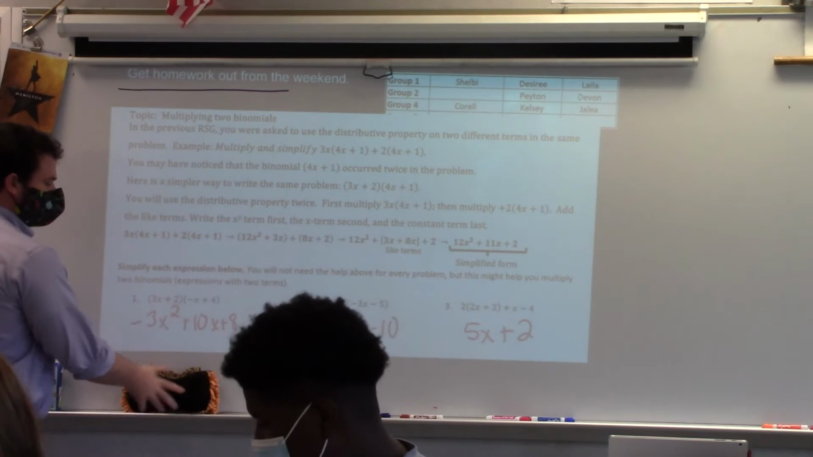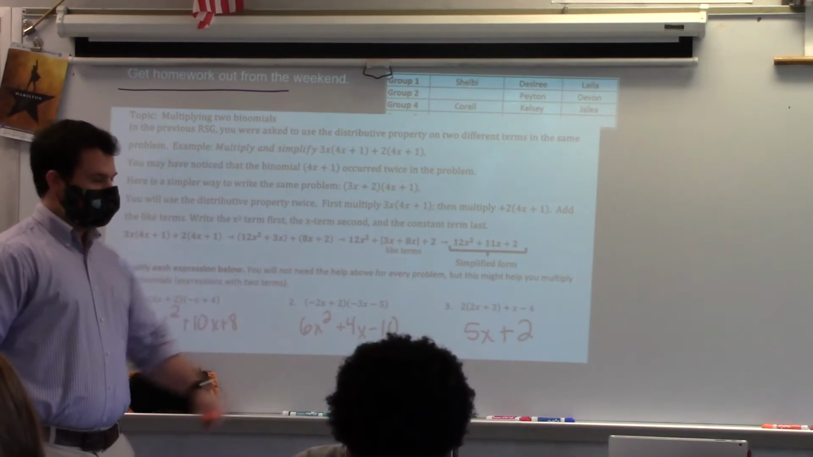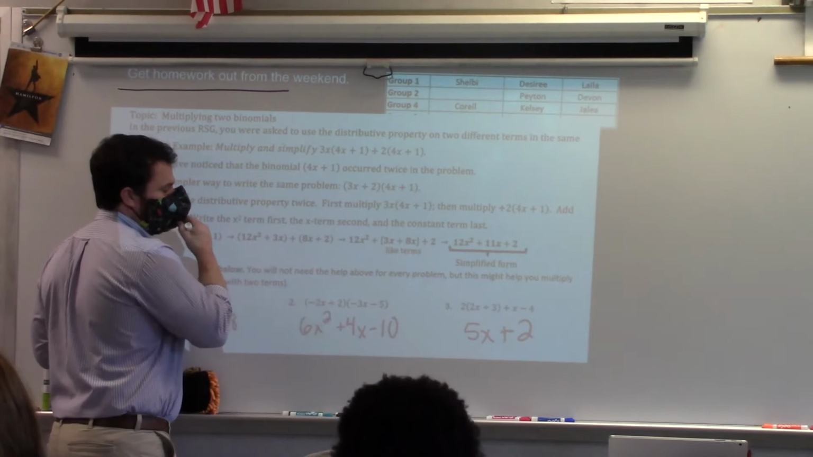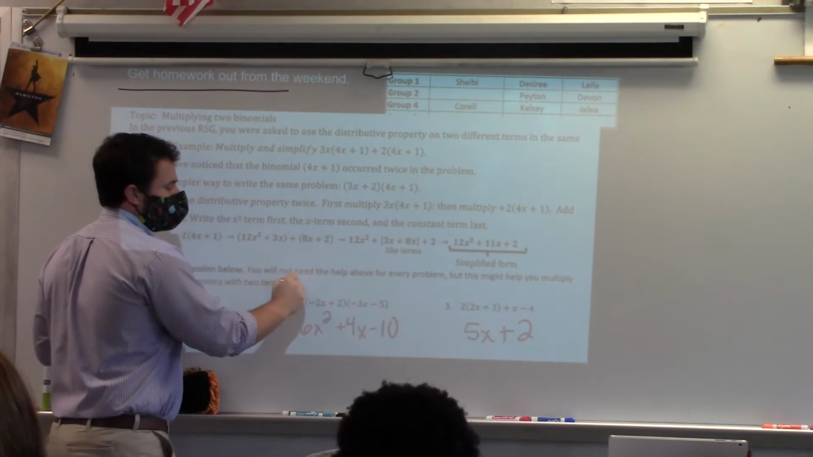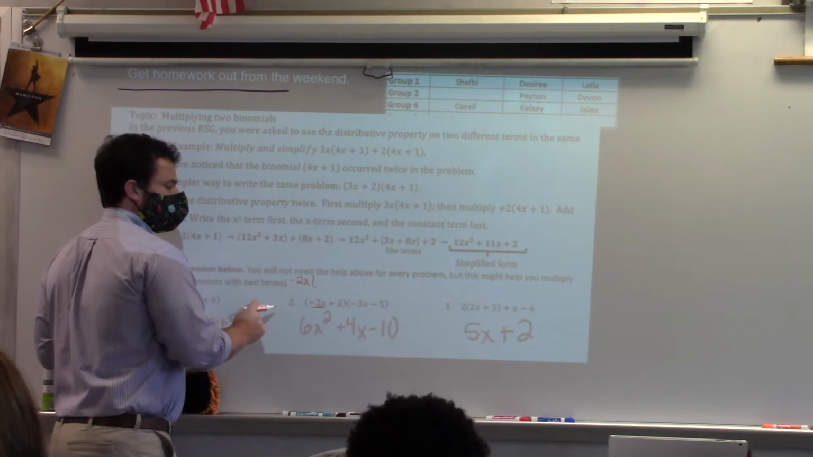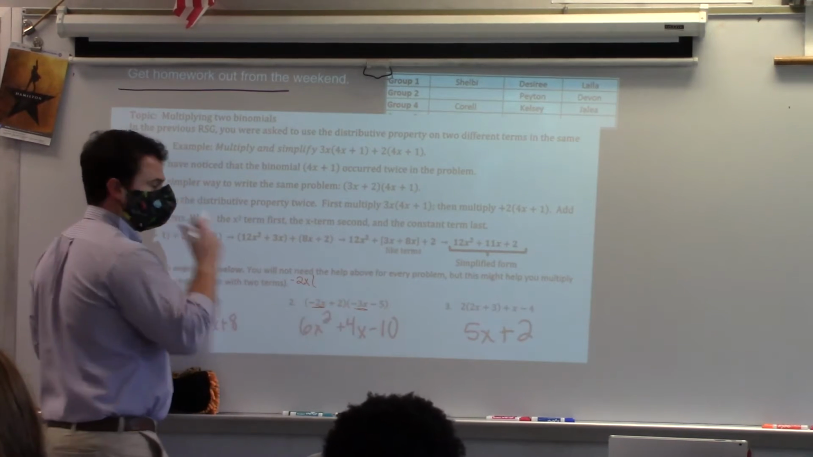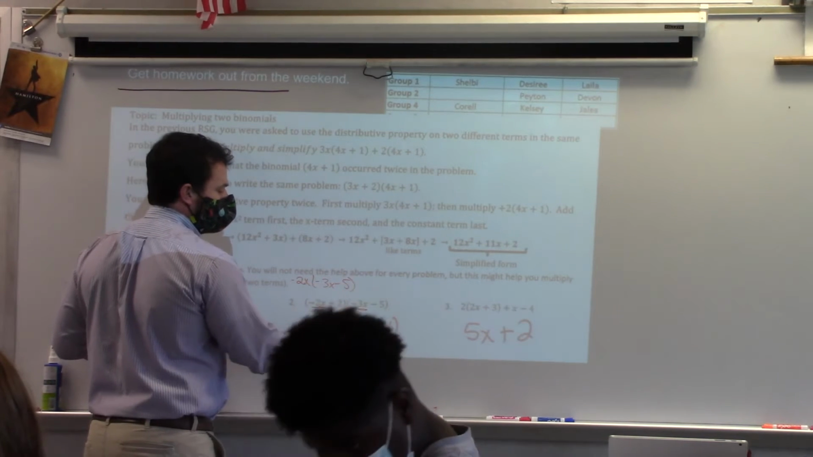Wait, where did the plus 4x come from? You multiply. So remember, we're taking negative 2x plus 2, that binomial, and multiplying by negative 3x minus 5, right? So what does negative 2x need to be multiplied by? It needs to be multiplied by the entire negative 3x minus 5.